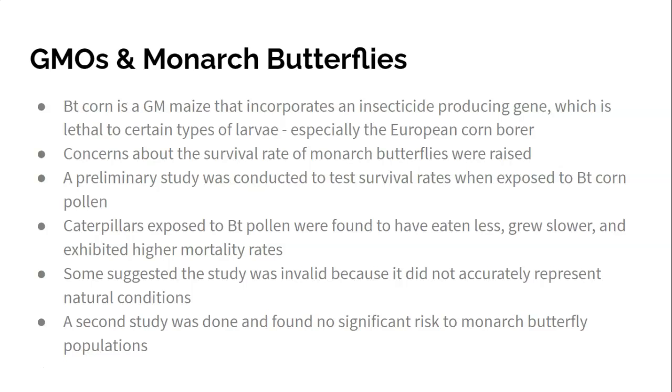So this also begs the question of, is all the information that is being gathered provided to the general population? Because the preliminary study found that there was a definite risk to the monarch butterflies, but then some people said that that wasn't natural, so they did a secondary study, and then there was no significant risk. So why were the two studies so very different? Well, I don't know, and that's a question that a lot of people are asking, like, does the general population have access to all this information to make informed decisions?